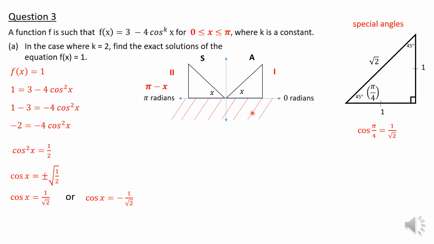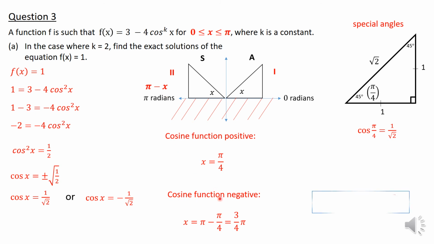Again, we're going to consider the cosine when it's positive in the first quadrant. So one of the solutions is going to be pi upon 4 or 45 degrees, and the second solution will be pi minus the angle of pi upon 4, or 180 minus 45, which is 135. So my two solutions therefore are x equals pi upon 4 or x equals 3/4 of pi.